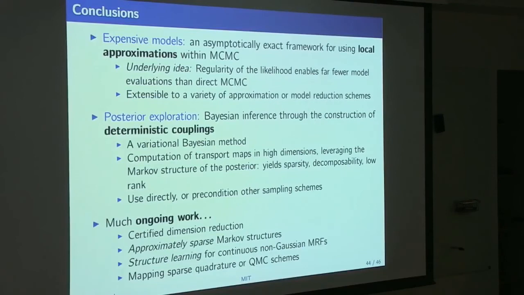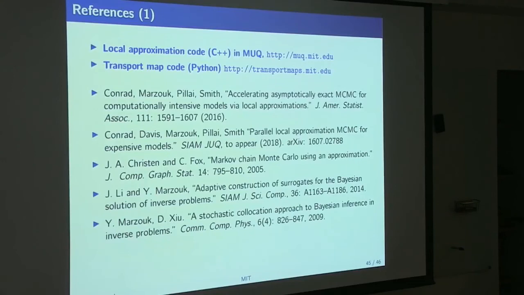One thing I'll just mention, if you want to play around with any of this stuff, the local approximation code is in this open source software, MUQ. Andy's one of the main developers on that. The transport map code, we have a Python code that we just put out in the past year that lets you do all kinds of constructions of transport maps, and you're very welcome to play around with that. And then we have some references. Thank you very much.